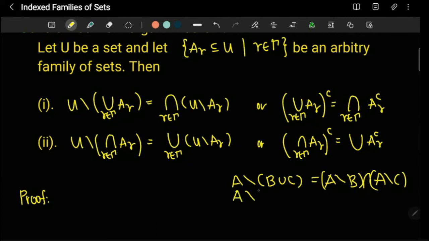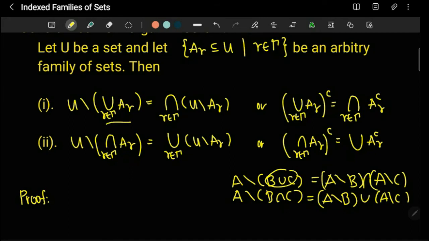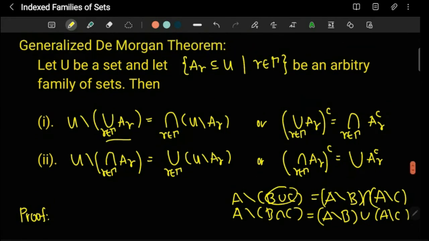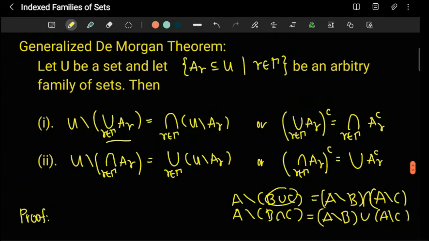There's two versions. That's A, B intersection C is equal to A except B, and then get the union with A except C. Alright. So if you generalize that, instead of just a B union C, we're going to get the arbitrary union. So you get as follows. Let U be a set and let A be a subset of U. So we have a collection of subsets of U.